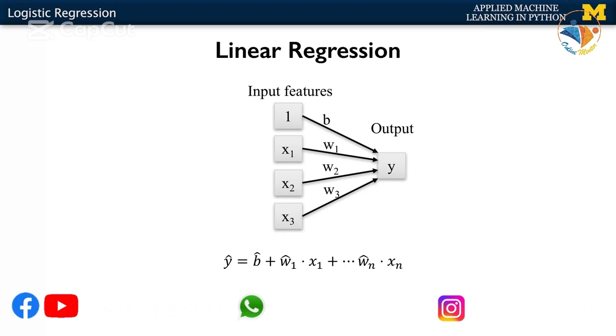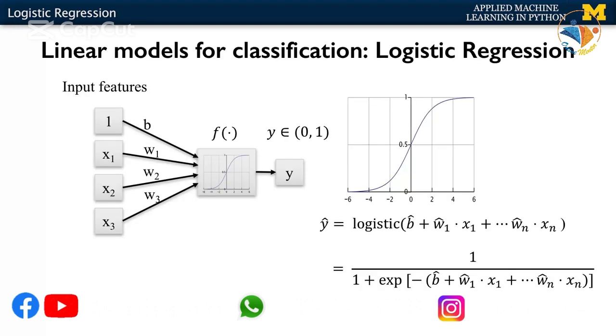The job of linear regression is to estimate values for the model coefficients w_i hat and b hat that give a model that best fits the training data with minimal squared error. Logistic regression is similar to linear regression, but with one critical addition.